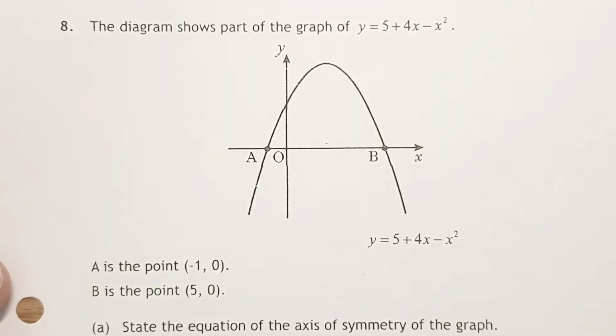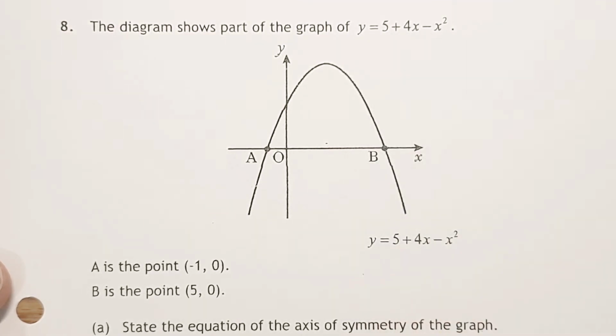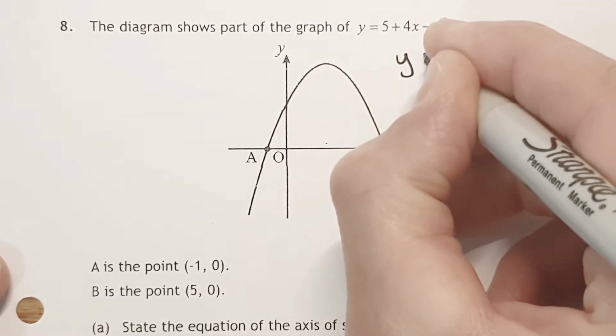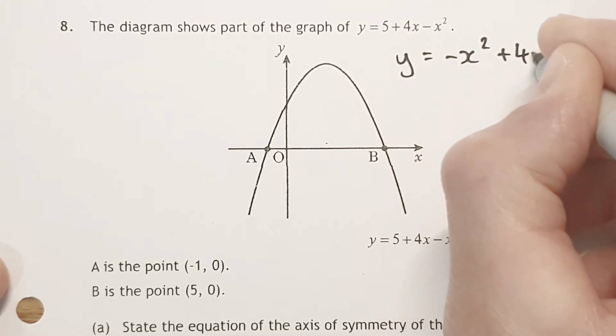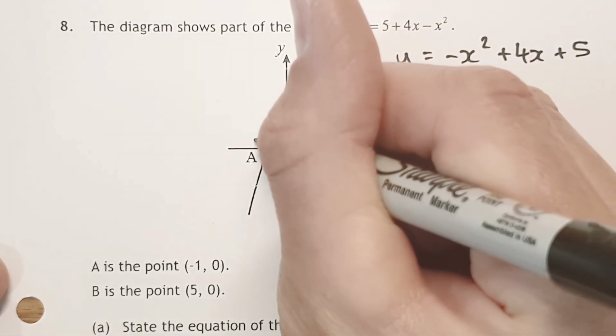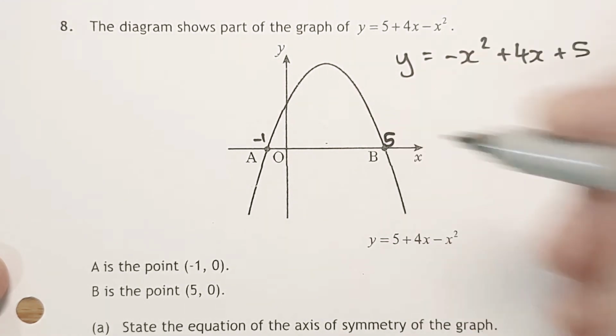In question number 8, we've got a diagram, and it's a graph y equals 5 plus 4x minus x squared. Now you might be more familiar seeing it with the x squared term first. So negative x squared plus 4x plus 5. So you might prefer to work with that. Now it gives us a couple of coordinates. A is -1, 0, so we can mark -1 there. And B is 5, 0, so we're going to put a 5 there.